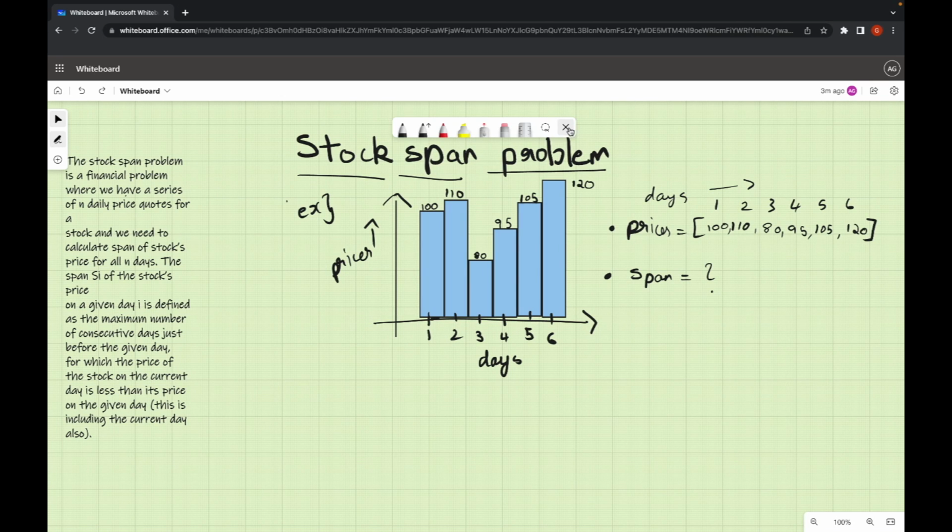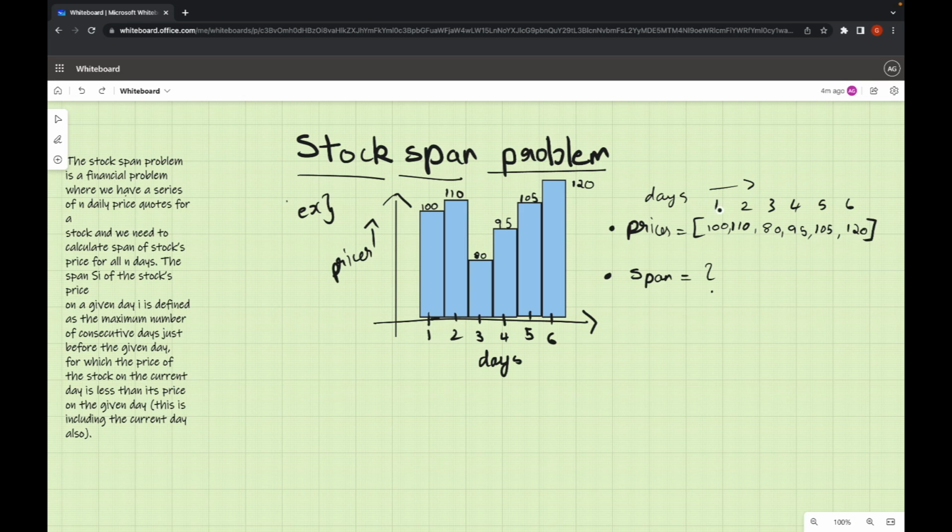Hey guys, in this video I'll be explaining the stock span problem. I would encourage you to pause the video and read the problem statement. What the problem statement says is that you are given the prices of a particular stock on each day.